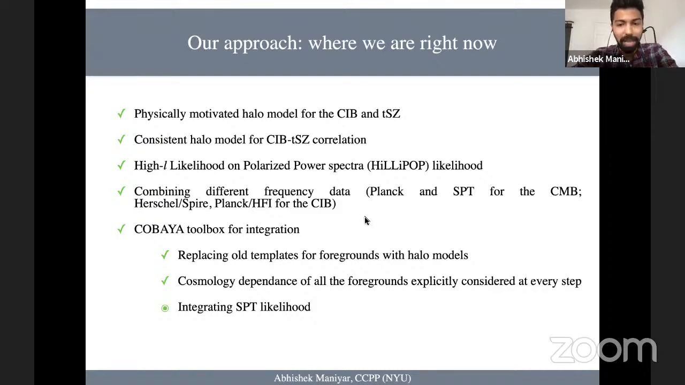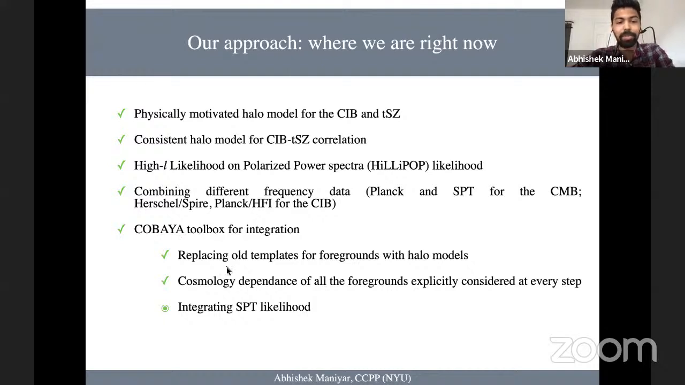We have combined the Planck and SPT data for the CMB power spectrum analysis, and we are using the SPIRE and High Frequency Instrument data from Planck just for the CIB data. We also have measurements from external galaxy surveys for the SFRD to include in our likelihood. For integrating all of this, we are using Cobaya.